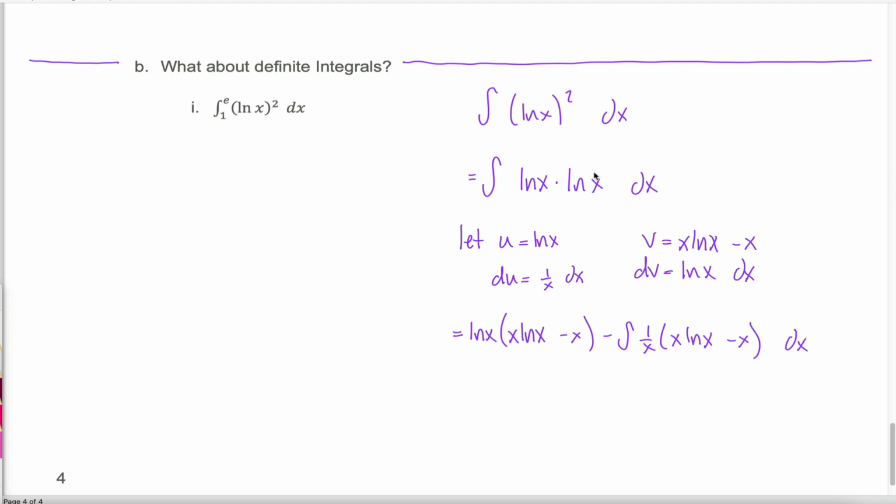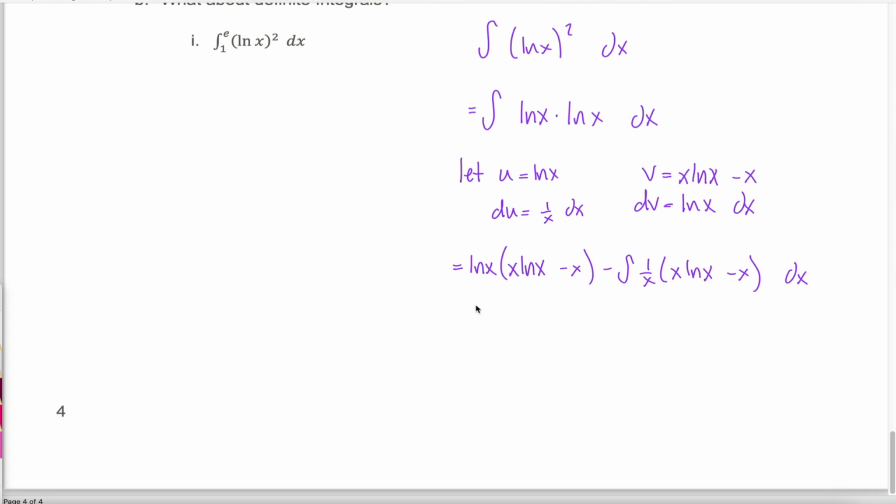Whoa, this looks a lot harder than the original question. Kind of. I think this is uglier than the original question, but I think this will be easier to evaluate the antiderivative of. Over here, let's just leave stuff alone. The natural log of x times x natural log of x minus x, all in parentheses. And let's work over on this integral. I got 1 over x times this thing, so I can distribute the 1 over x to each term.